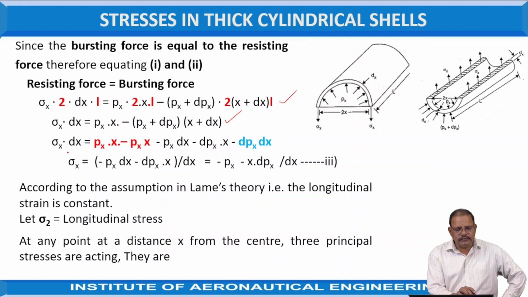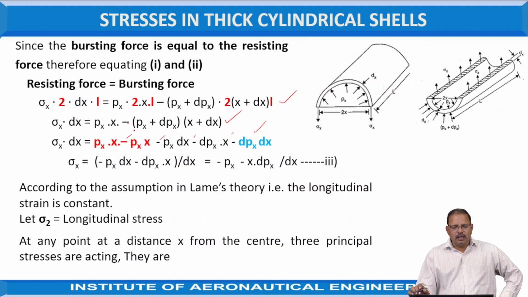So from this relation, sigma x into dx is equal to Px and so on. On expanding these equations, we have Px into x, Px into dx, again dPx into x, and dPx into dx, with a minus sign on 1, 2, 3, 4 terms. Here Px into x terms are equal in magnitude with opposite signs, so they get cancelled. The remaining values are minus Px dx minus dPx into x minus dPx into dx.